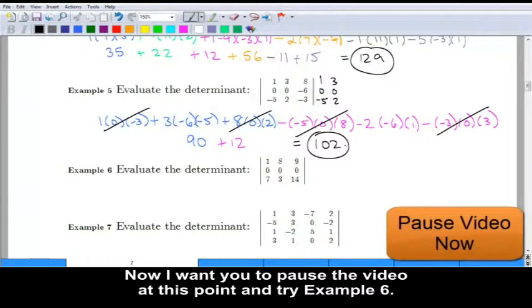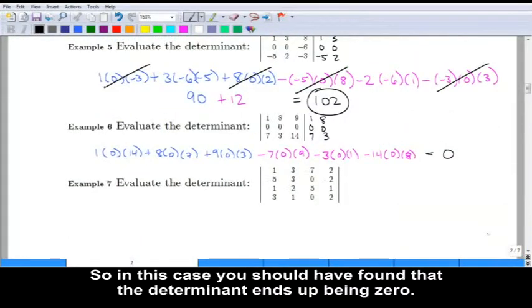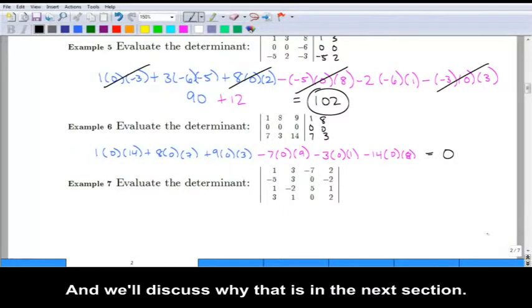Now I want you to pause the video at this point and try example 6. So in this case, you should have found that the determinant ends up being 0, and we'll discuss why that is in the next section.